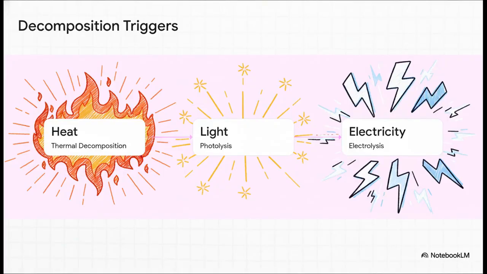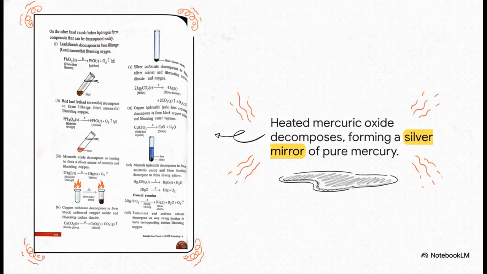But a breakup like this, it rarely just happens on its own. It usually needs a trigger, some kind of push, an input of energy to get the ball rolling. And that push can come from heat or light or even electricity. Let's see what happens when we use heat as our trigger.